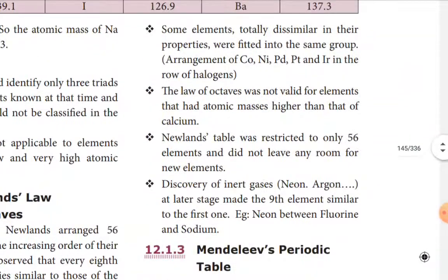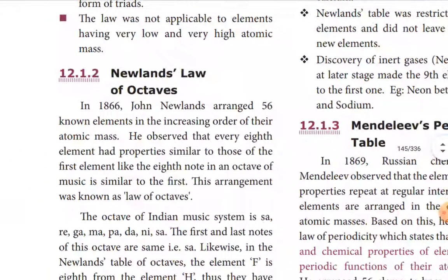So this is Newlands' law of octaves, and you have to understand what Newlands' law is. John Newlands arranged 56 elements in increasing order of atomic mass. That is, the 8th element had properties similar to those of the first element, like the 8th note in the octave of music. This is the law, or this is the principle.